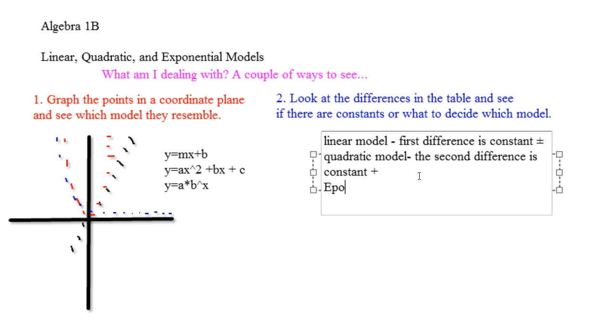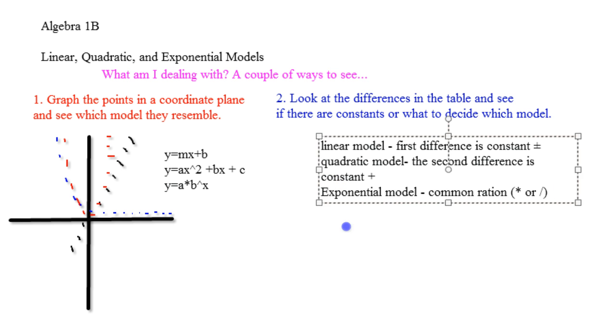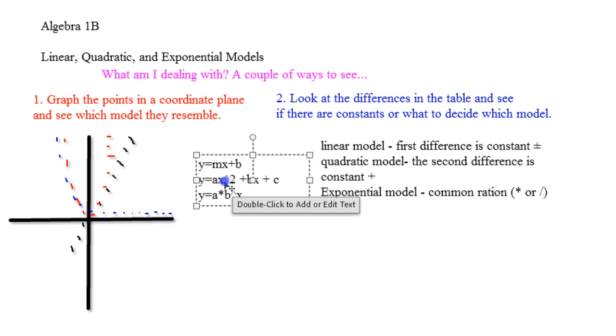Now exponential models, you are going to be using what is called the common ratio. In other words, instead of adding or subtracting, you're multiplying or dividing. That one's pretty straightforward. If you're always multiplying to go to the next number, it's definitely an exponential model. So you definitely know which formulas to use depending on whether you're graphing it or just looking at the table of information.